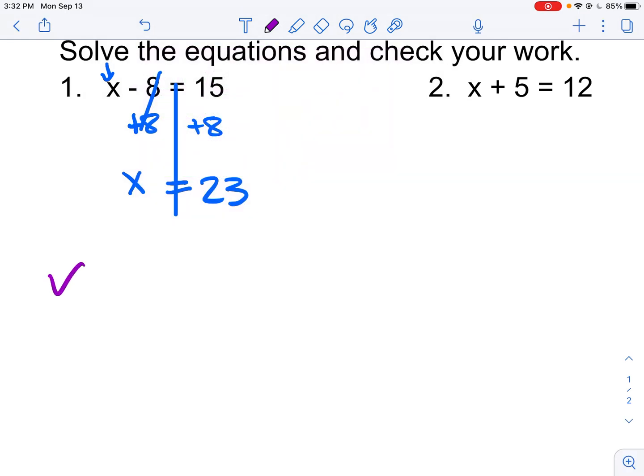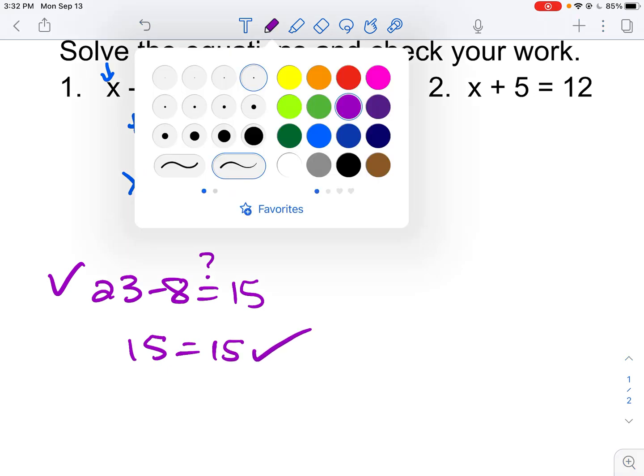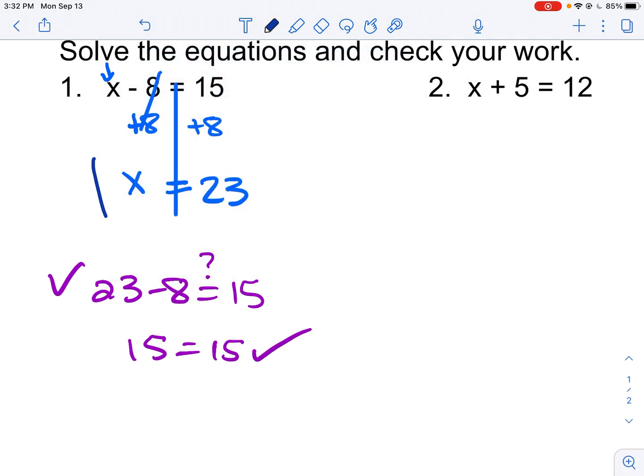Now, we have to also check our work to make sure that it works. So 23 minus 8, does that equal 15? 15 does equal 15, so yay, I have the right answer.